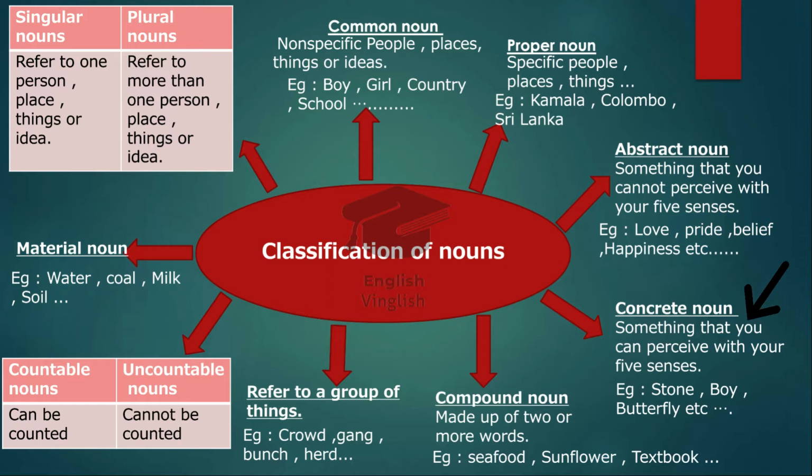For example, love, belief, happiness are abstract nouns. You cannot perceive them with your five senses.